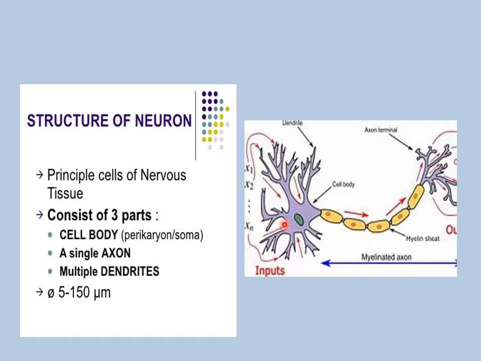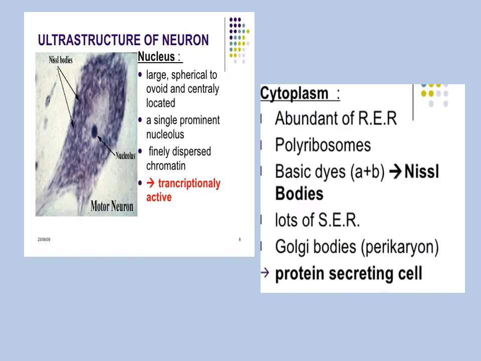So a neuron consists of a cell body, which is called the soma or the perikaryon, and numerous dendrites which arise from the cell body. And a single axon arises from the axon hillock and ends in the axon terminals. So this is the basic structure.